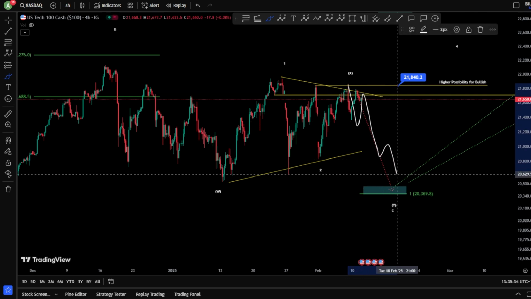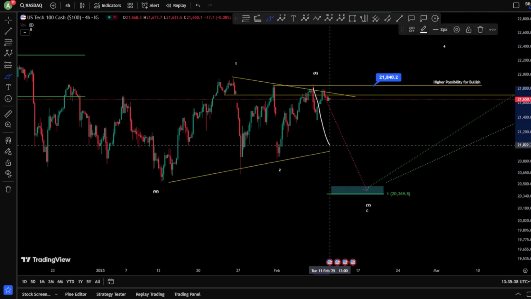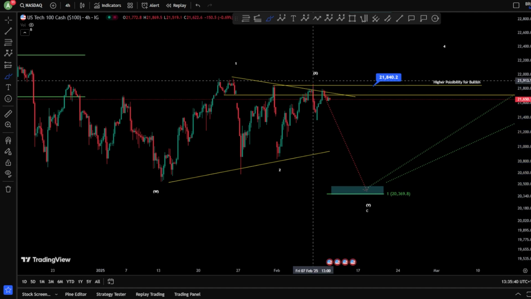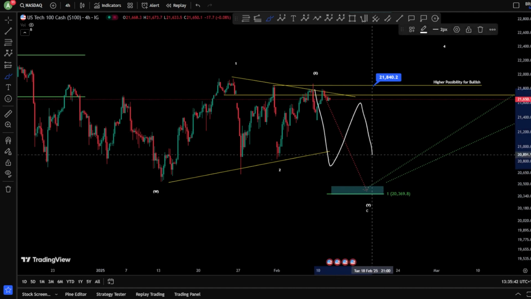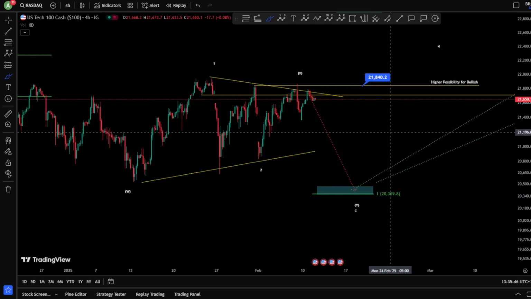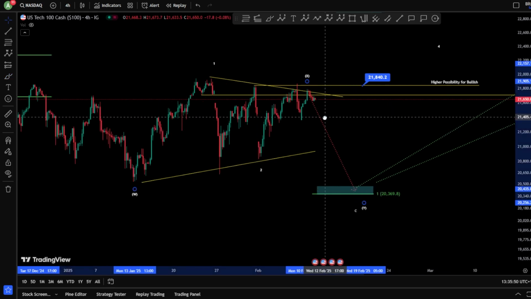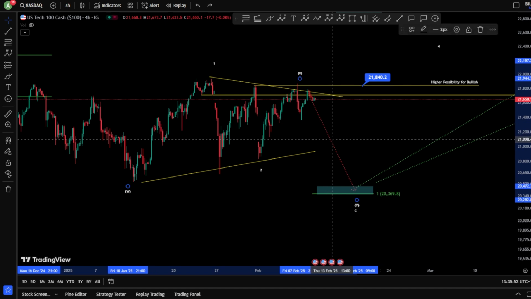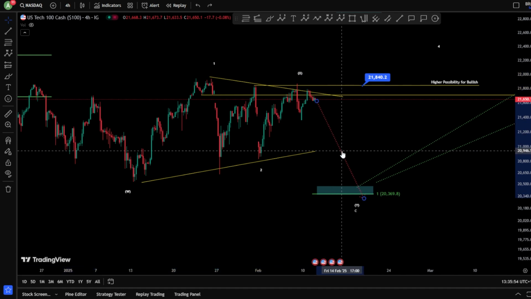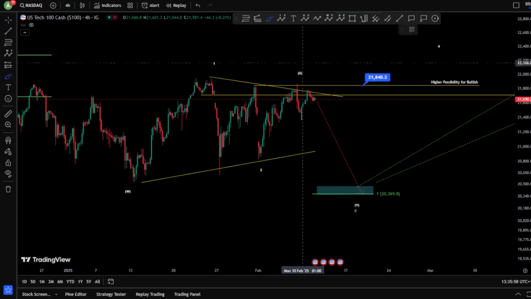So probably we still have one more leg. It can be anything for the wave Y. It can be a zigzag, it can be a flat, or it can be even a bigger triangle, meaning more range here can happen, even sideways. Very boring, right? Very boring for NASDAQ. So probably we might move toward the downside in any case of structure.